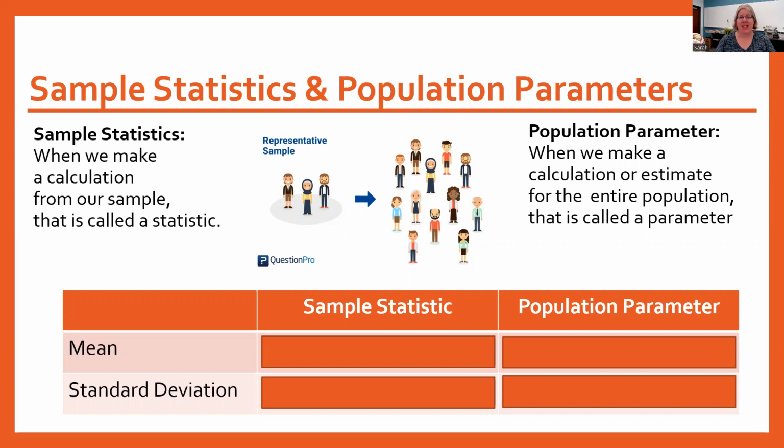Now you may have noticed that when we talk about the mean, sometimes we use the symbol x with a bar over the top, and sometimes we use that Greek letter mu. So the difference here is where that is being calculated. If I'm calculating the mean or making any sort of calculation from my sample data, that's going to be referred to as a statistic. If I'm making a calculation from my entire population, maybe through a census or something of that sort, then it's going to be referred to as a population parameter.